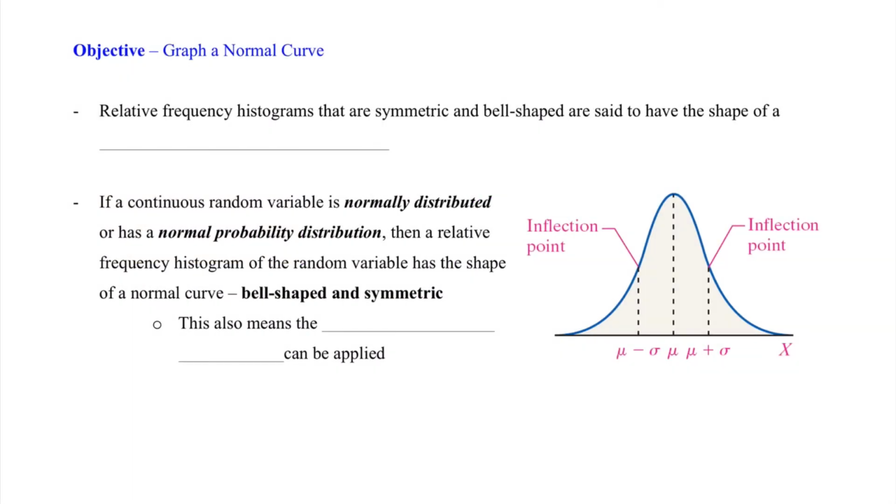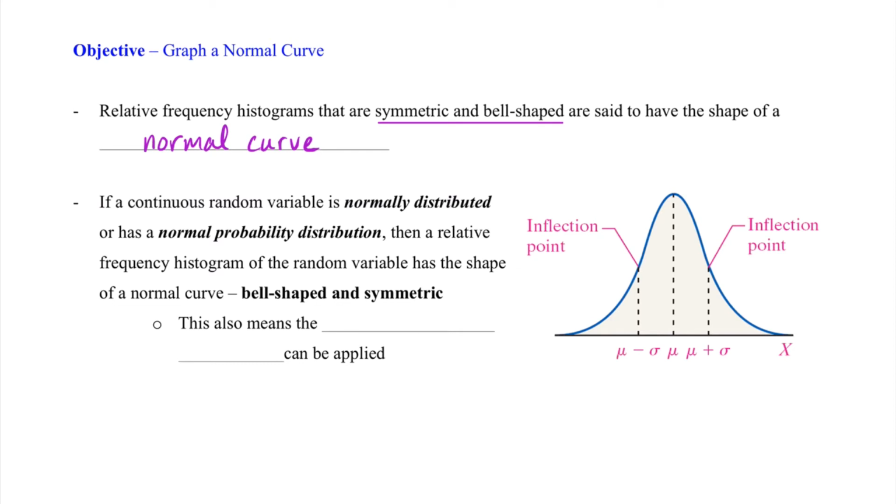Well, that takes us to our next objective then, which would be the graph of a normal curve. We're just discussing now the properties of our normal curve. Hopefully this feels familiar, meaning we have a bell-shaped distribution. Jumping into the properties, relative frequency histograms that are symmetric and bell-shaped are said to have the shape of a normal curve. You'll hear us using the term normal curve or normal distribution a lot more now as opposed to just bell-shaped. It's the specific type of distribution that we'll be working with quite a bit.